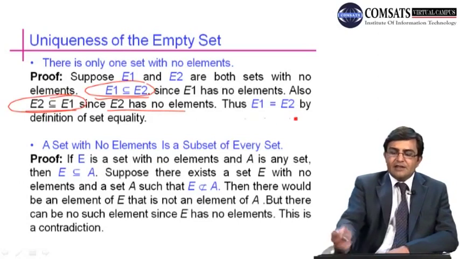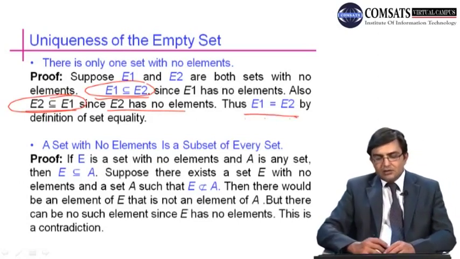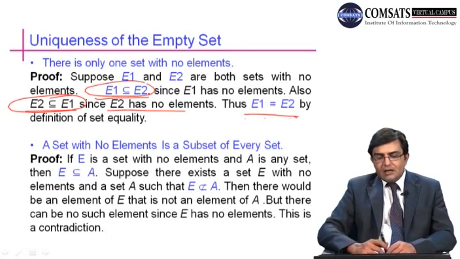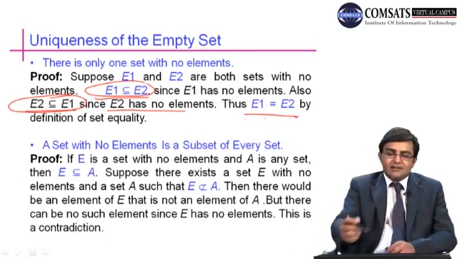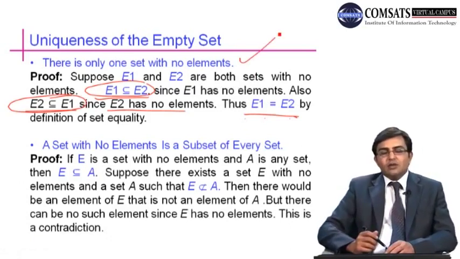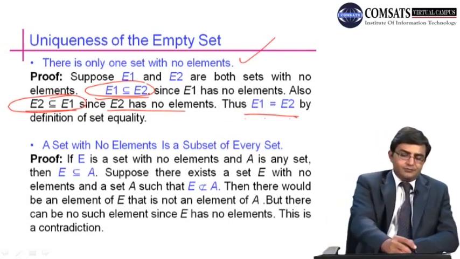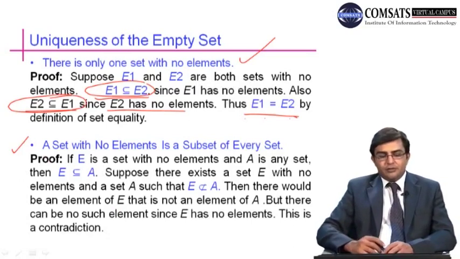What does it mean? It means that E1 is equal to E2. So what we supposed, that there are two such sets, is false. Actually they both are equal. So this statement is true: there is only one set with no elements. Another statement which we have to prove is that a set with no element is a subset of every set.